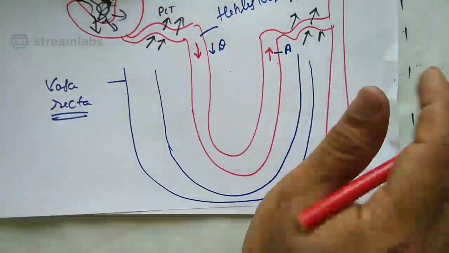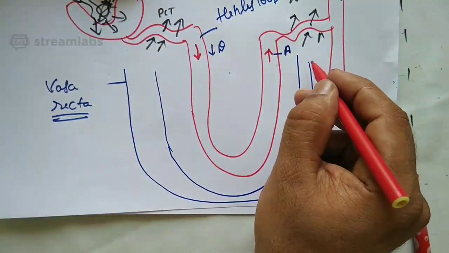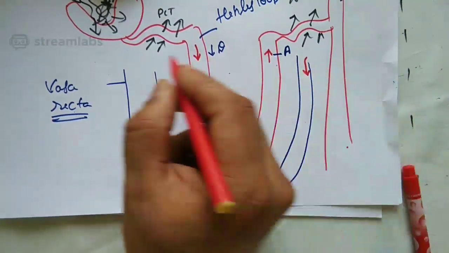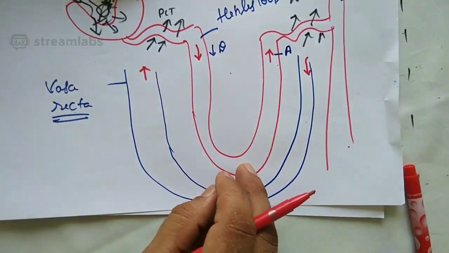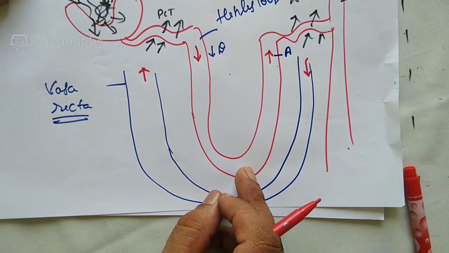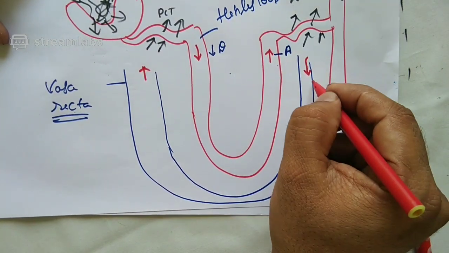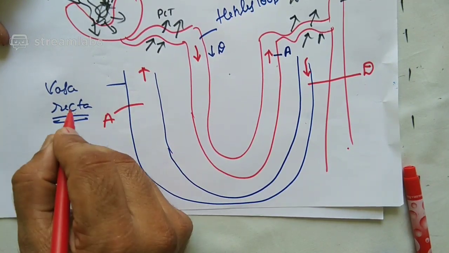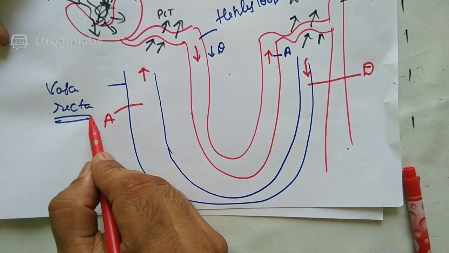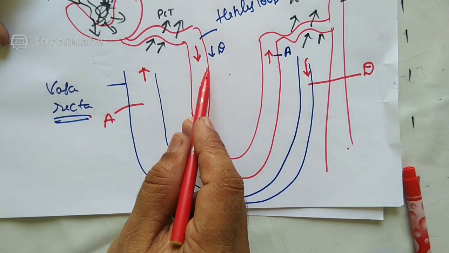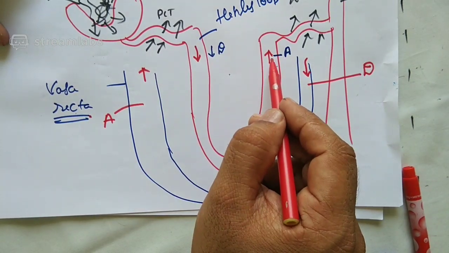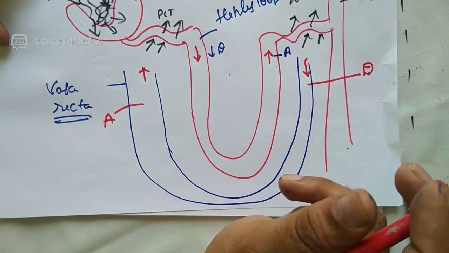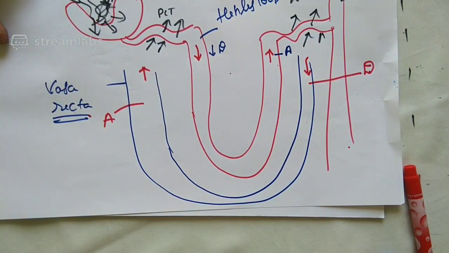Similarly, in the vasa recta also, blood will be flowing down here. Blood will be flowing above here. That is also counter. Hope the matter is very clear for you. So this is the descending limb and this is the ascending limb of vasa recta. Ascending limb of vasa recta, descending limb of Henle's loop. Ascending limb of Henle's loop, descending limb of vasa recta. Is the matter clear? Now see here what happens.